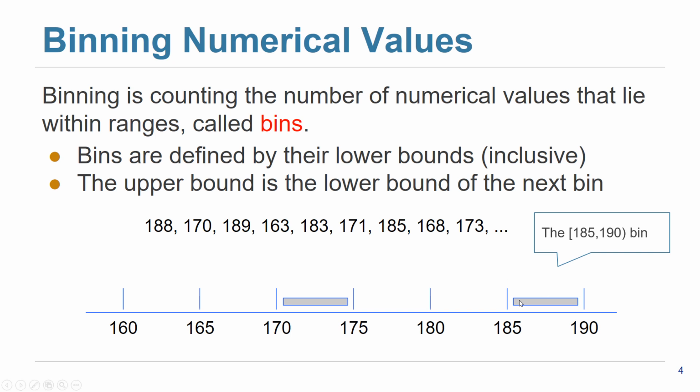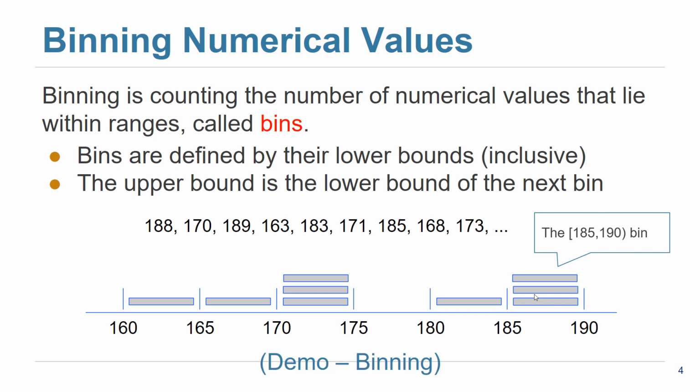185, 189 will belong here, 163, 183, and so on. Okay? So the last one, 173, should be here. Okay? So this is what we call binning. We map each value into one bin. Can one value belong to multiple bins? No. By definition, the bins should not be overlapping. Okay, so one value should belong only to one bin.